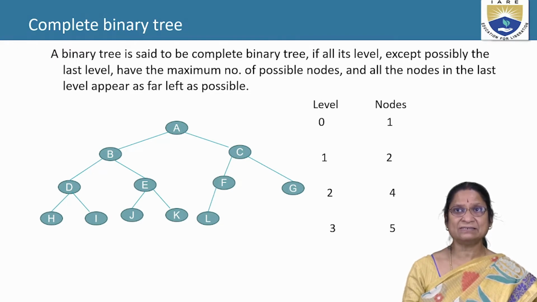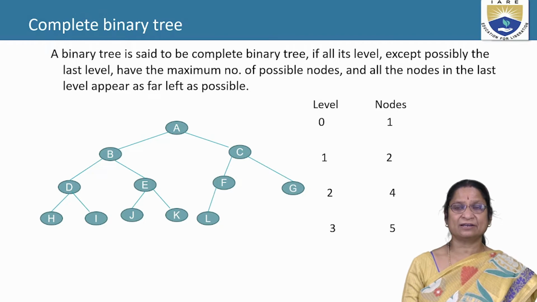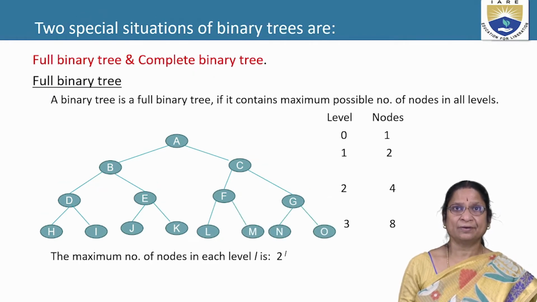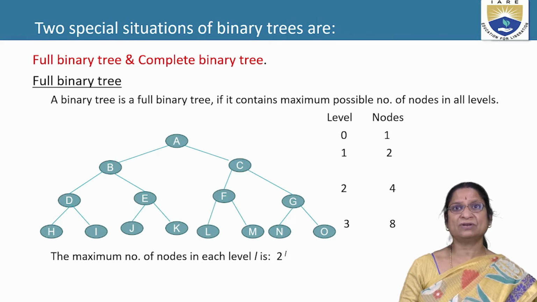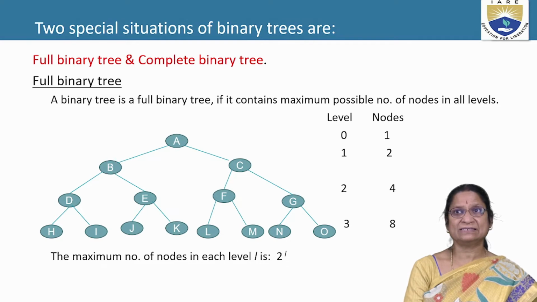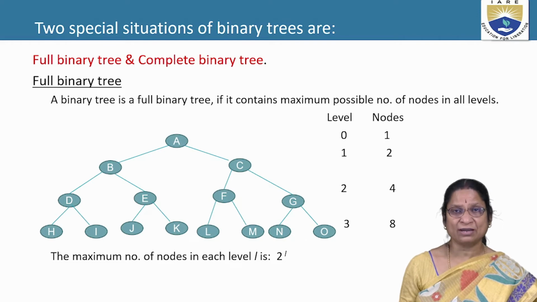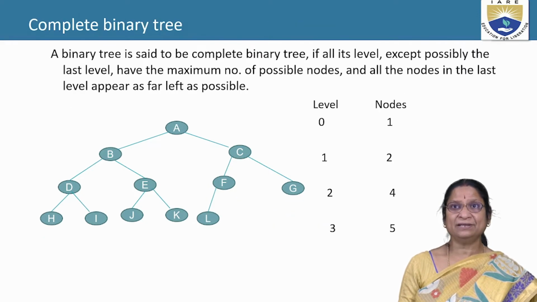So these are the examples, showing the levels and how many children are there at each node. You observe that in a full binary tree, all nodes are having children. So at each level, if the level is the ith level, then 2 power i nodes will be there at that level. In a full binary tree, this is true for all levels. In a complete tree, it is true for all levels except possibly the last level.